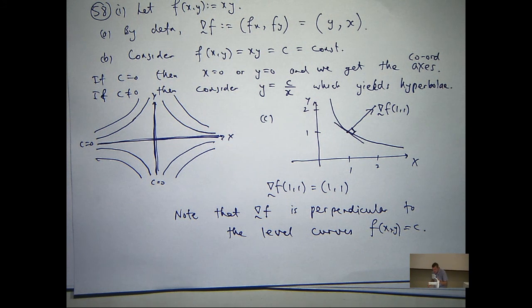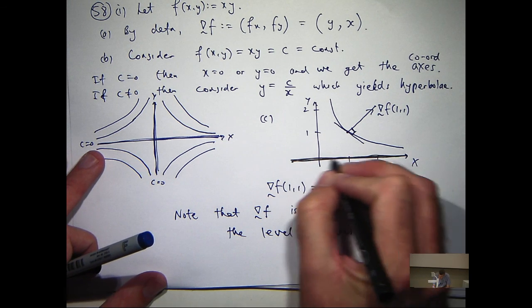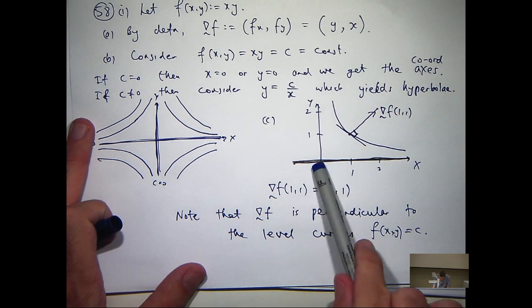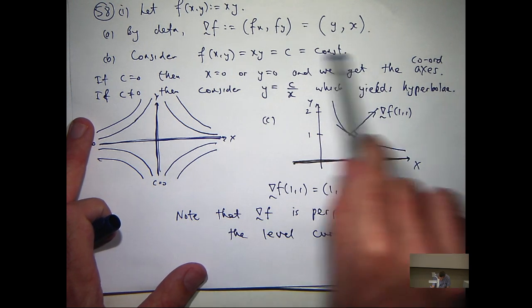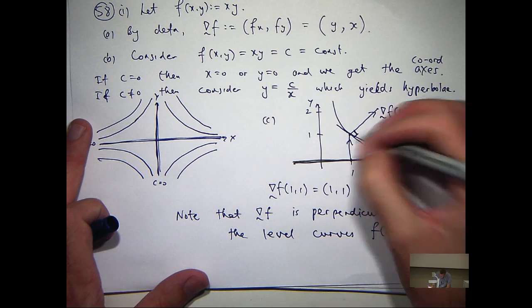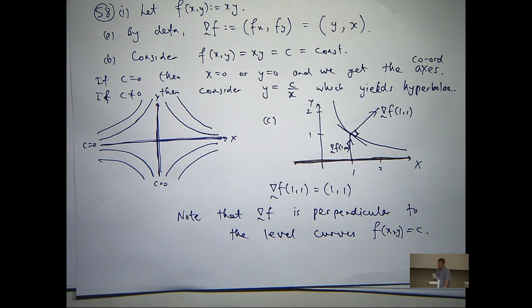Let's draw in another one, for a little bit more completeness. Here's another level curve. This corresponds to the case c equals 0. At the point x equals 1, y equals 0, my gradient vector is going to be (0, 1), so it's going to point straight up like that. Sorry, I know the writing's a bit small there. Again, it's perpendicular to that particular level curve.